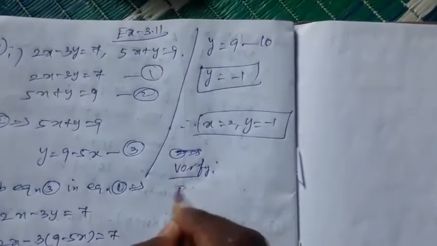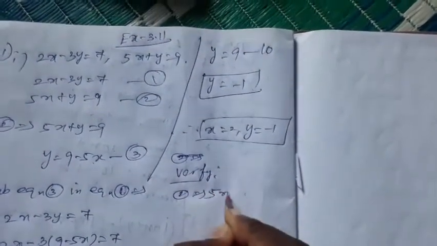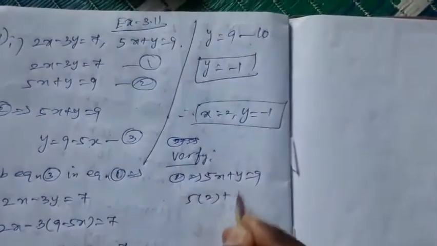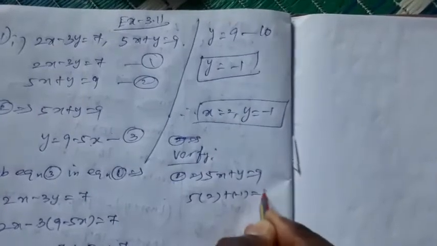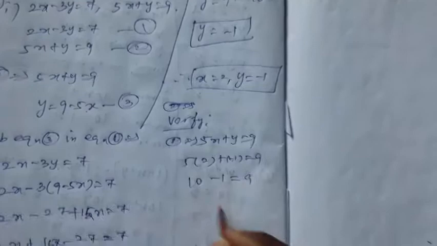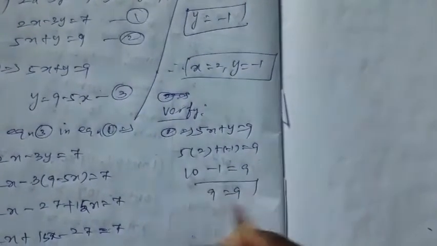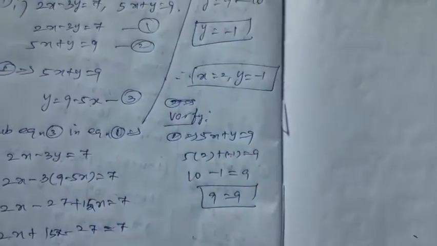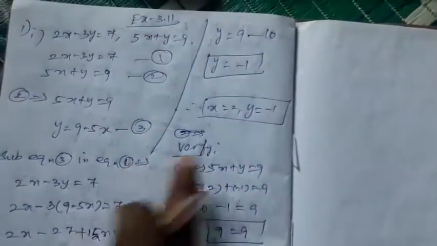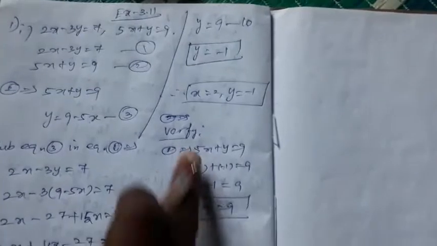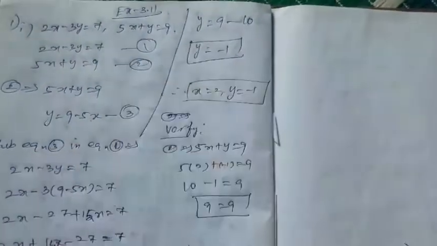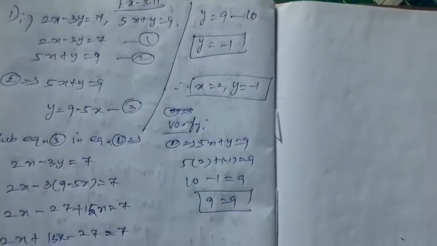5x plus y equal to 9. So 5 into x value, which is 2, plus y value, which is minus 1, equal to 9. 5 twos are 10 plus into minus, minus 1 equal to 9. 10 minus 1 is 9. 9 equal to 9. See that both sides we get equal, left hand side and right hand side. Right hand side is already given as 9. So we substitute the x, y values in the left hand side and simplify, then left hand side and right hand side are equal. Then we find x and y is correct.